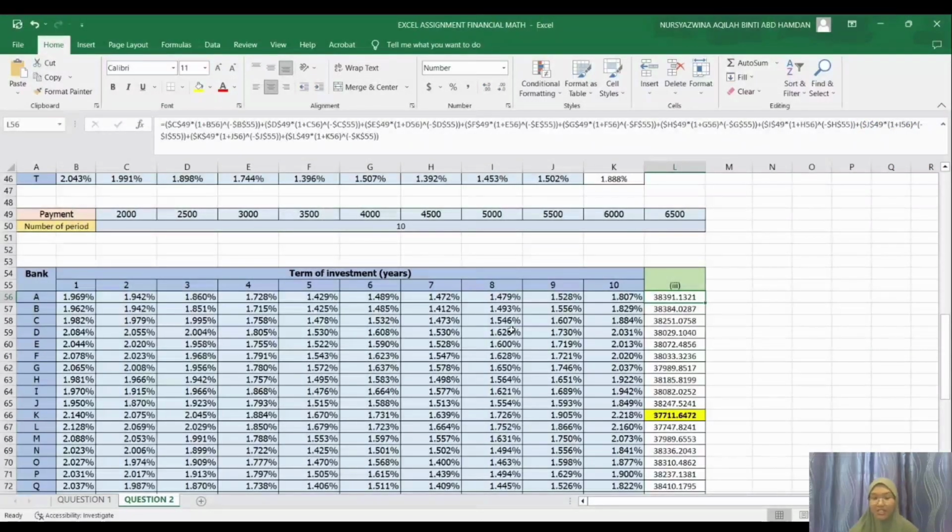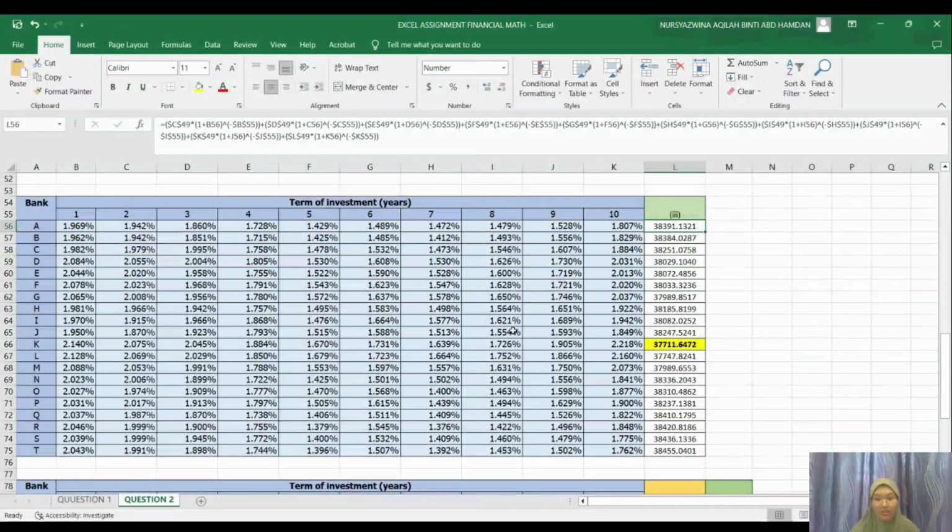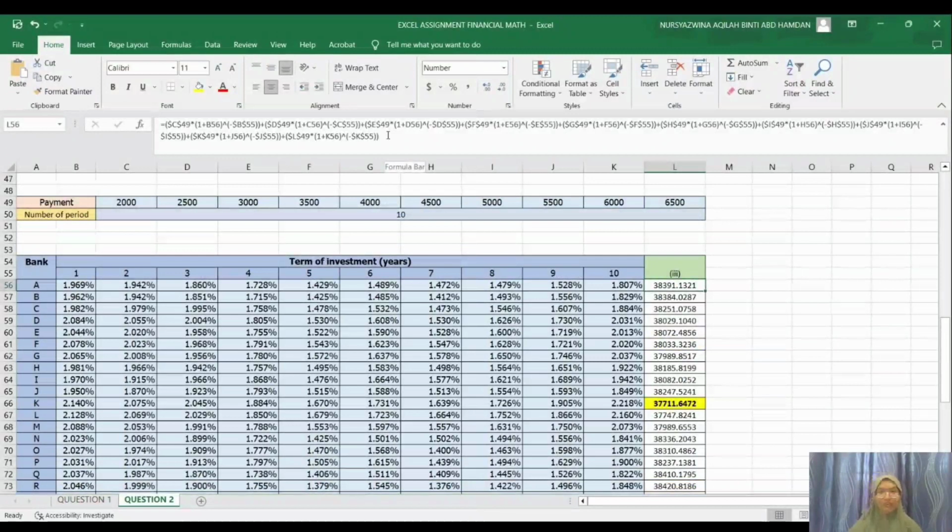For the third question, since it is mentioned that Aisha made her payment from 2,000 ringgit and the payment subsequently increased by 500 ringgit every year, we can list down the payment from year 1 up until year 10, so we can get 2,000, 2,500, and up until year 10 is 6,500. To identify which bank provides annuity at the lowest cost, we need to calculate the present value PV for each bank. For the calculation, the formula for PV that we need to use is RV1 plus RV2 plus RV3 and up until RV10 because there is 10 years.